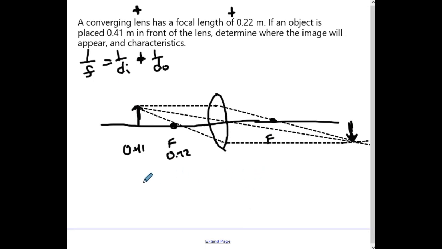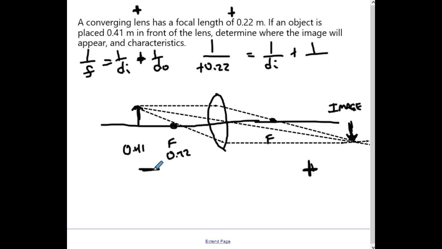Let's do the math now, okay? Because the math is pretty straightforward. You just need to not screw up positive and negative. We're going to make this 1 over positive 0.22, 1 over the distance to the image. Well, that's what we're looking for, because this right here will be my image. And what I now need to figure out is 1 over distance to my object. Well, the object was over here, but this side gets to be positive, this side gets to be negative. So I have to make this be negative 0.41, because my object is on the negative side. And by the way, in lens examples, the object is always on the negative side. So DO should pretty much always be on the negative side.